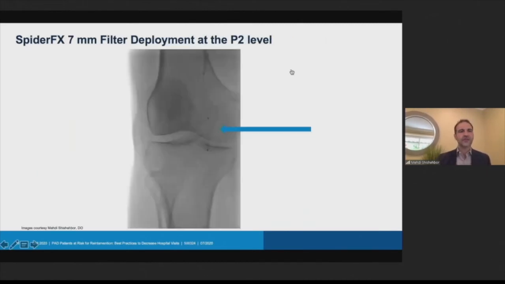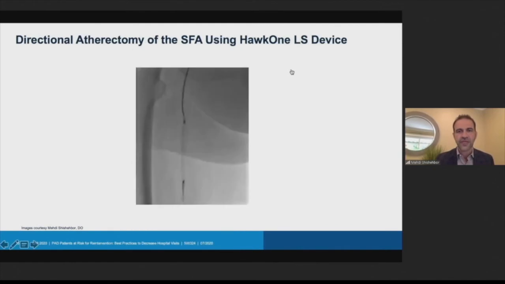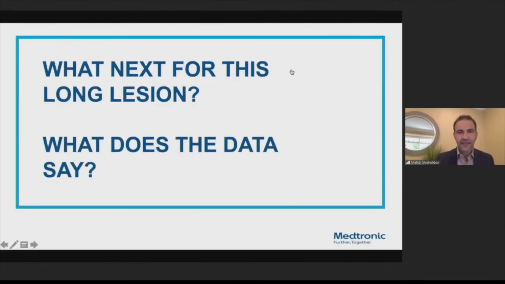So in this case, we did the same thing as Peter, and this is kind of boring after Peter showed that beautiful case, but this is basically a Spider filter that we place in the P2 segment. We then came with the HawkOne LS, and actually that day we had run out of the LX, which is the 9 centimeter nose cone and is much more efficient. So I ended up using this. And so the question was, after doing multiple runs of this, what should I do now with this lesion?